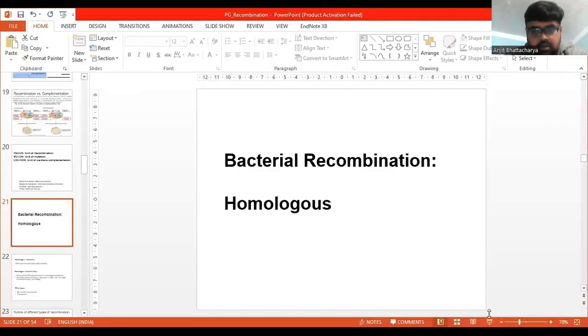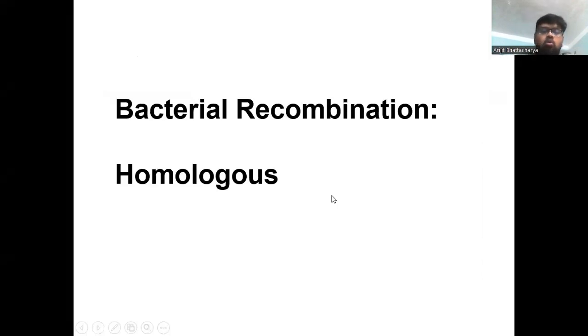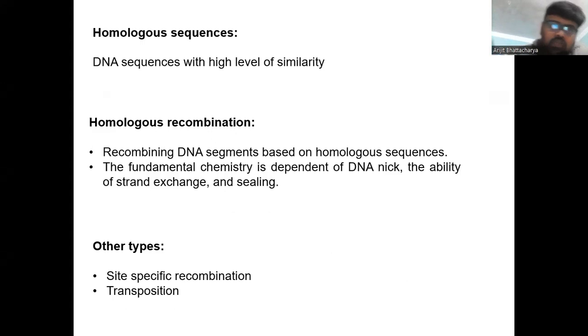So at the initial segment, we have to discuss, of course, homologous recombination. Now, homologous recombination is probably the most significant recombination in terms of generation of genomic variation. But other than homologous recombination, there are other types of recombination also, and mechanistically those are quite distinct. So what is homologous recombination?